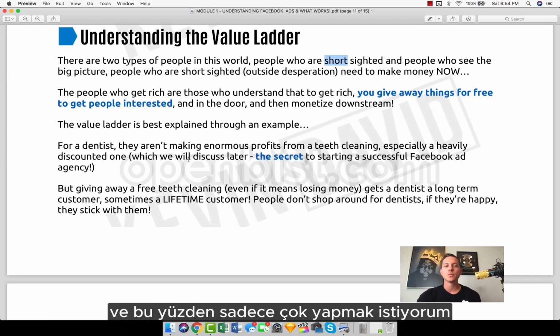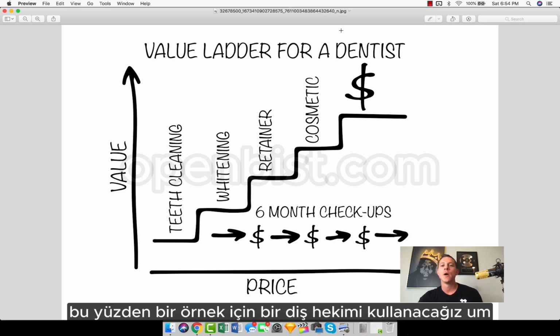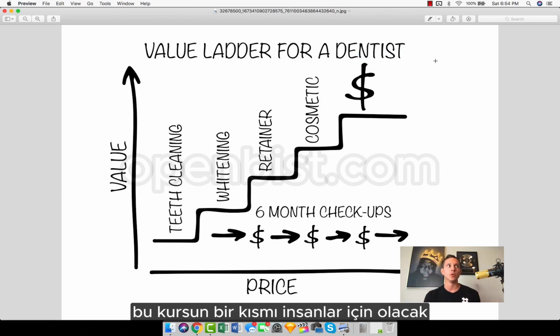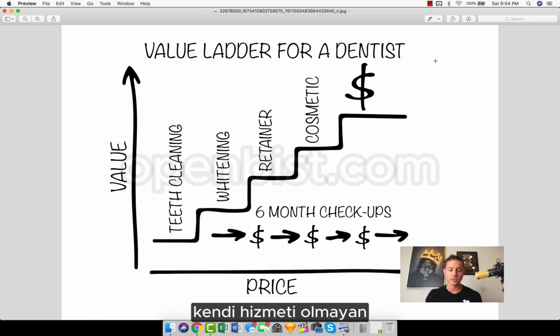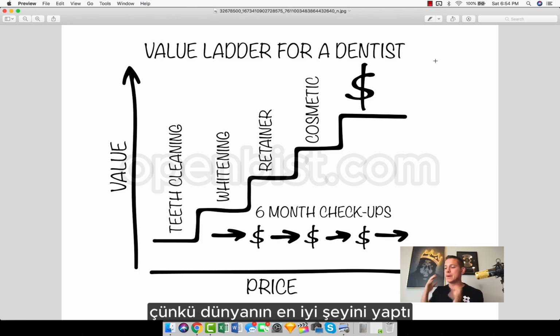And so I just want to make it very, very clear how the value ladder works. We whipped up this nice little graphic for you guys to illustrate that. We're going to use a dentist for an example, just because part of this course is going to be for people who don't have their own product or their own service, or even if you do and you just want to start a Facebook ad agency, right? Because the best thing in the world is having multiple streams of passive income, and a Facebook ad agency is a beautiful way of doing that with very, very little upfront cost.